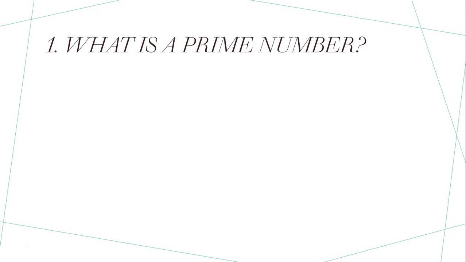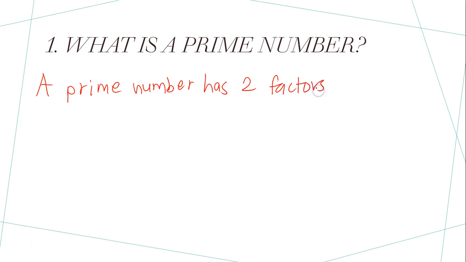So they're asking us what is a prime number. This can be a question that you get sometimes. The easiest definition of a prime number is: a prime number has two factors. What this means is a prime number can only have two factors, which is 1 and itself.